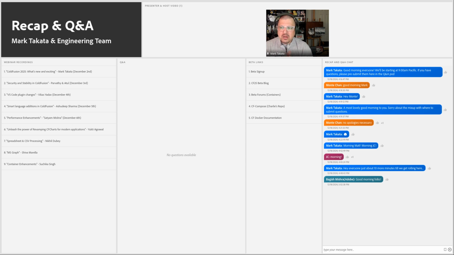We also had Ashu talk about smart language additions in Cold Fusion. This was a huge talk, really, really technical, lots and lots of code samples, very detailed. This is one that you really kind of have to watch a few times because Ashu, he didn't hold back. He really dove deep into it. That was a really great one also for using as a reference as you're using CF to build out your new stuff. That's going to be a really good reference for folks because he does actually show how to use some of the things in specific ways.